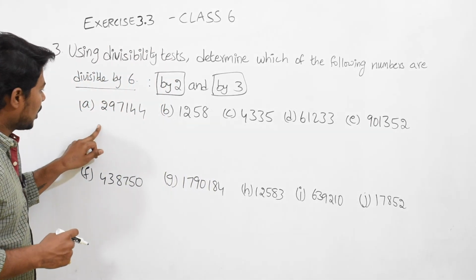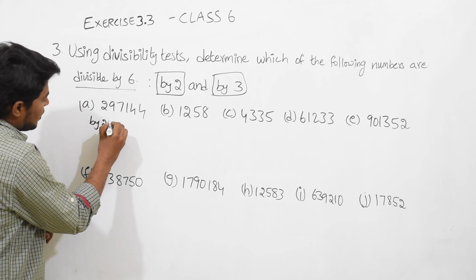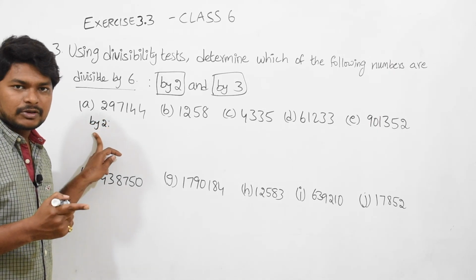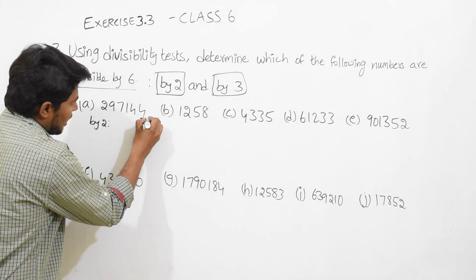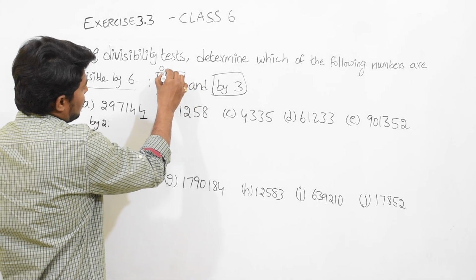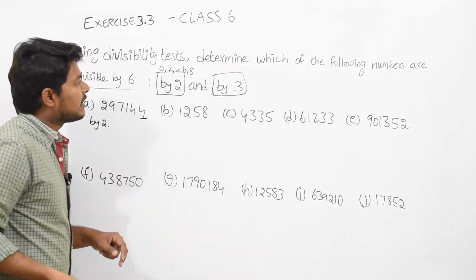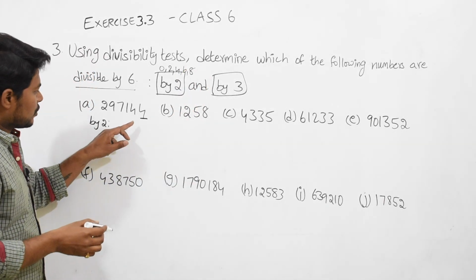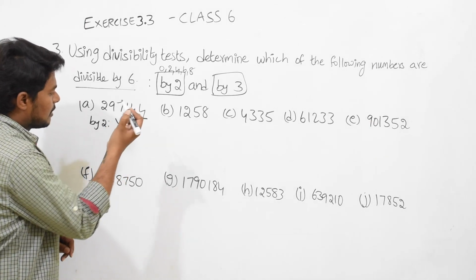Now, first we will check the divisible by 2 condition. What is the divisible by 2 condition? We should check the last number. If the last number is either 0, 2, 4, 6 or 8, then we can say it is divisible by 2. So the last number is 4, so we can say that yes, it is divisible by 2.